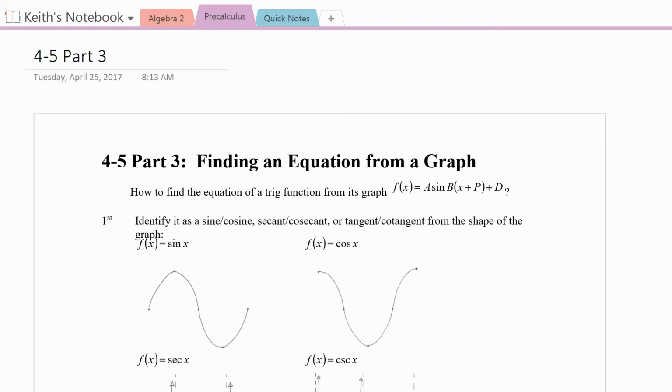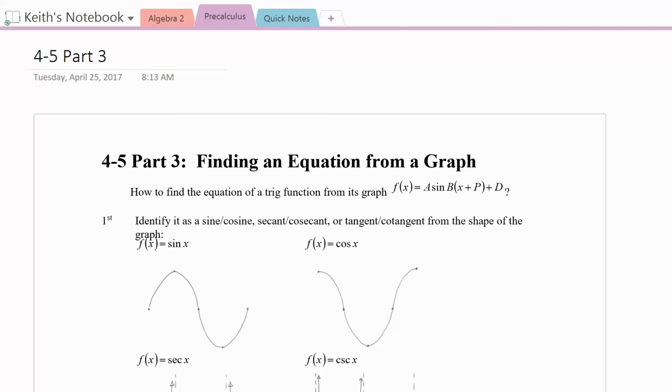Welcome to today's video on 4.5 part 3, finding the equation from a graph. We're first going to look at how we look at a graph and write the equation.